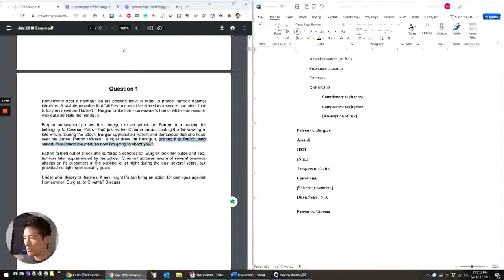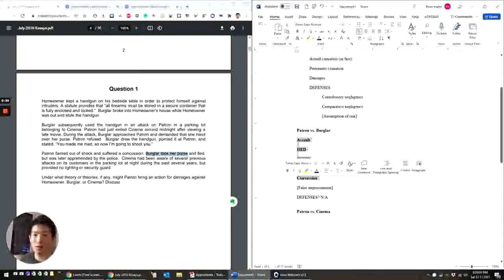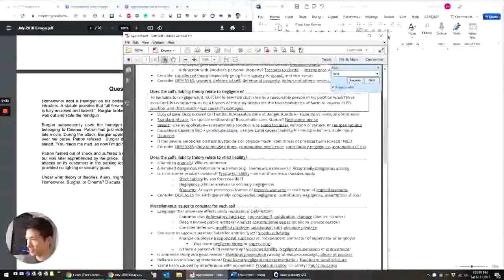Possibly. So this is obviously assault, IIED maybe. You might have seen this and then said, conversion. False imprisonment, I don't think so. I mean, that's not really a big issue here anyway, but let's see, NIED, that's also not a big issue. But we made sure that we were able to discuss all of this by looking at this checklist.